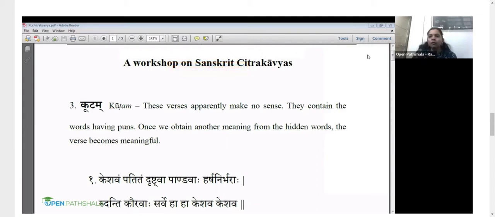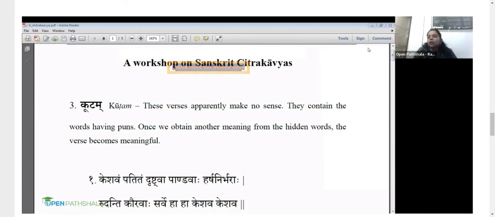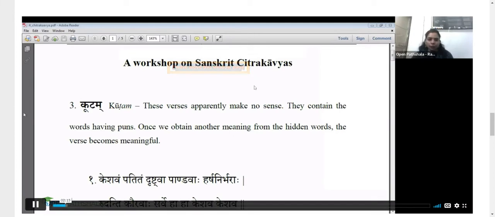So, what is a kuta? Kuta is a shloka that apparently looks like it is making no sense. It doesn't have any meaning. But when you try to separate the words in that shloka, those words give you a different meaning, and suddenly it becomes meaningful.